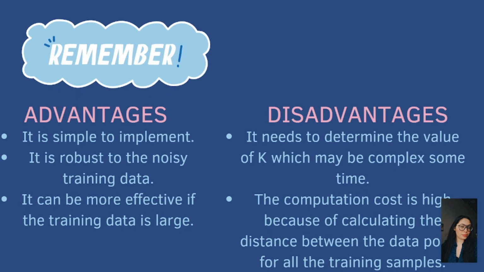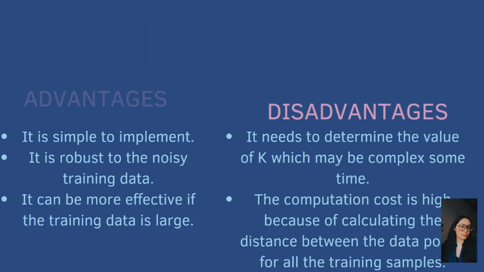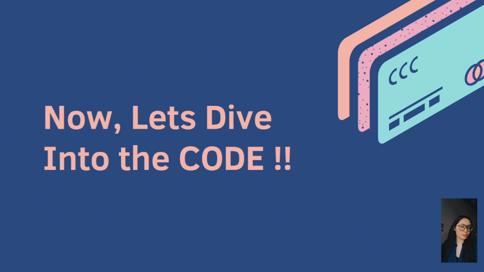So KNN is very simple to implement. It is robust to noisy training data and it can be more effective if the training data is large. This was the brief of KNN. So now let's have a look at how to write the code for it.